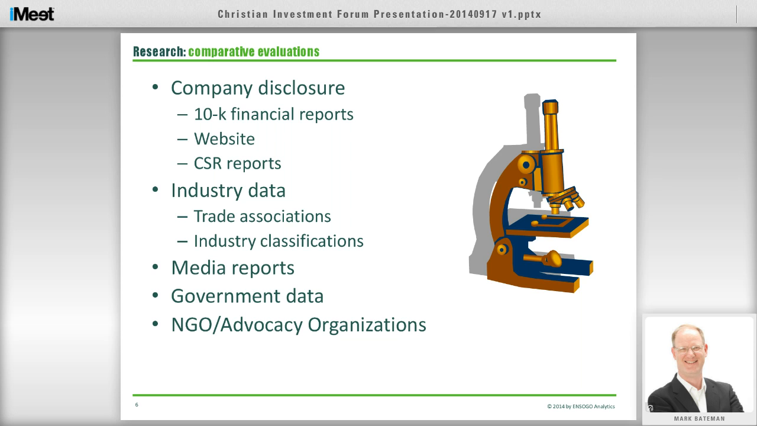A lot of it is based on company disclosure. So information that's put out about all of these issues in financial reports, on their websites, in CSR or sustainability reports. There's also information that is gathered from trade associations or industry classifications, particularly on the negative screening issues. Who's part of which trade association, and what kind of specific data does the association put out in terms of their members' involvement in certain issues.